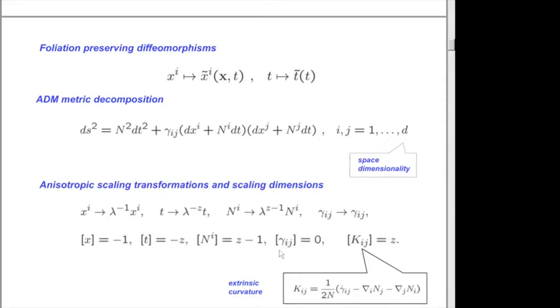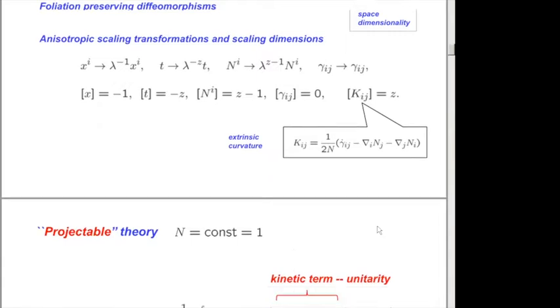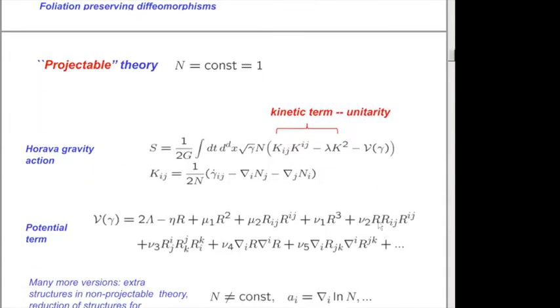So this type of invariance is usually called anisotropic scaling invariance, which means that it is not isotropic with respect to time and space. If we now consider the extrinsic curvature of the spatial slice, which of course will have the dimensionality z, then with these definitions one can construct the action which has such a form.